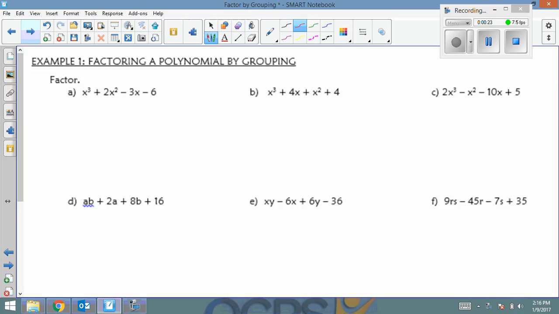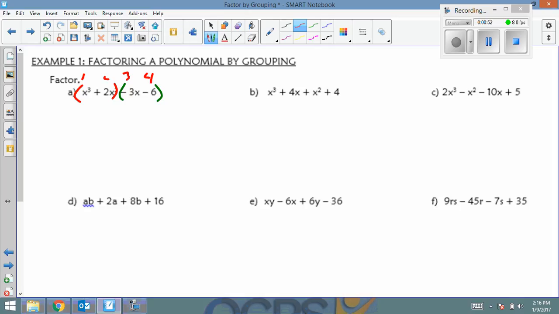When you're grouping, there are 4 total terms. You have 1, 2, 3, and 4. Okay, so when you're grouping, you take the first 2 and you put parentheses around them. Then you take the back 2 and put parentheses around them. Okay? And then you factor out the GCF out of each one. Typically, it's going to be a letter. Sometimes there's a number involved.